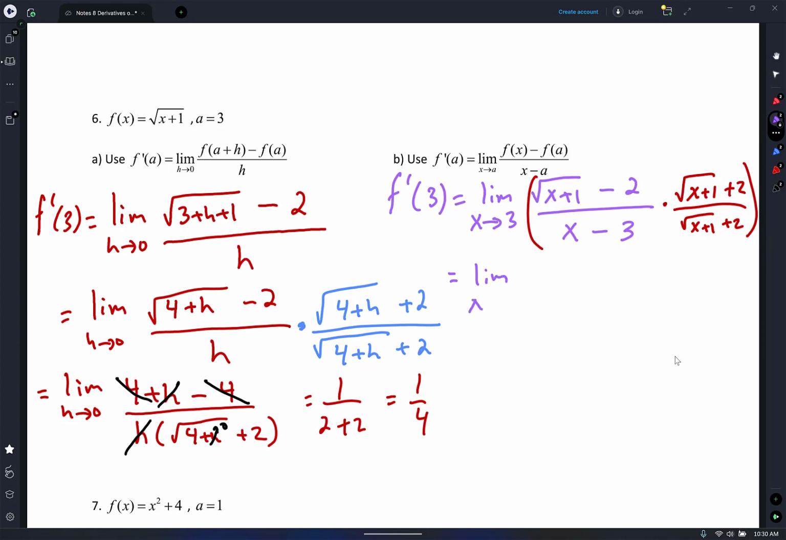Limit as x approaches 3, and then square root of x plus 1 times square root of x plus 1 is just going to be x plus 1, and then negative 2 times the positive 2 is going to be minus 4, all over x minus 3. What's 1 minus 4? Oh, man. Yeah, x approaches 3. It's going to be x minus 3 over, hold on. What did I, oh, yeah. Sorry, guys, sorry. Square root of x plus 1 plus 2. I almost messed up. x minus 3.